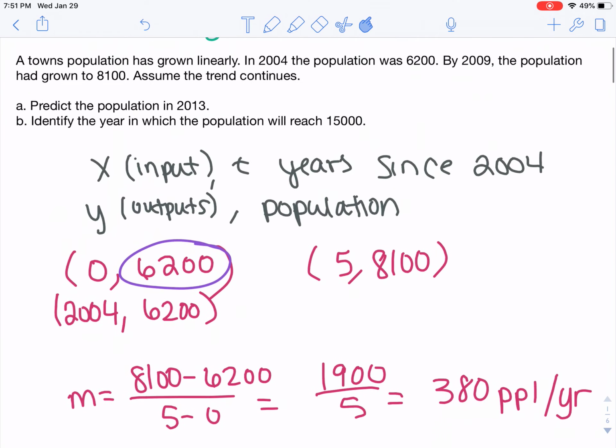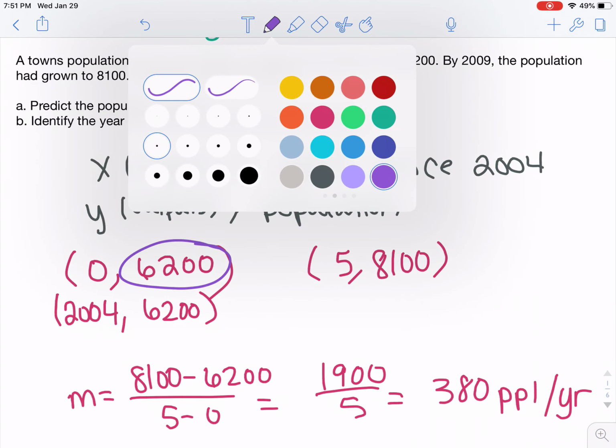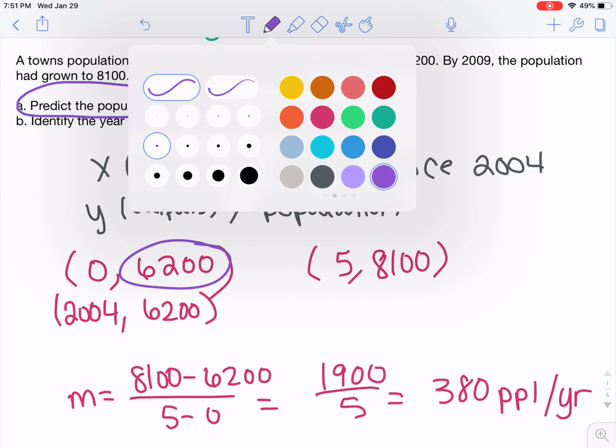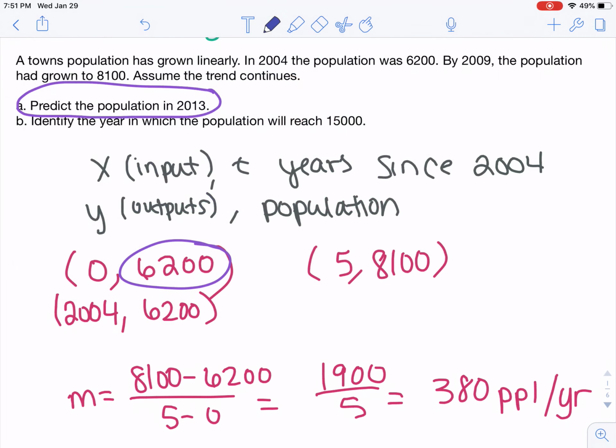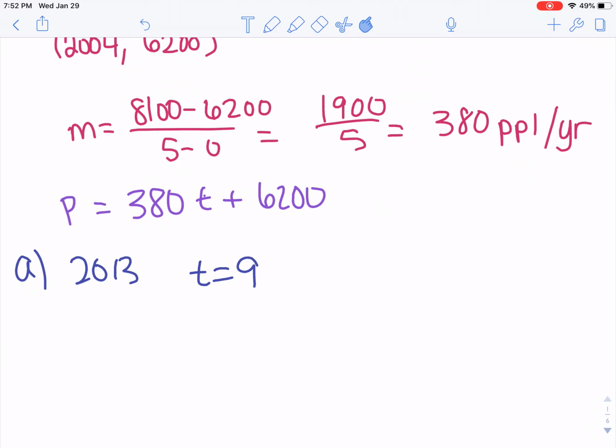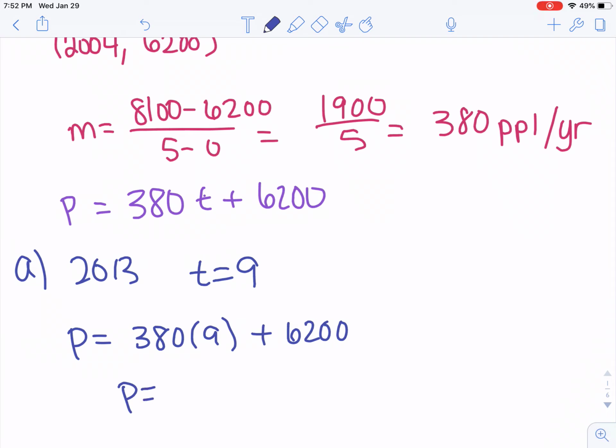So then, our next question is, okay, let's predict the population in 2013. Well, 2013 is 9 years past 2004. So if I want to predict the population in 2013, I'm going to let t equal 9, and I'm going to plug it into that equation, okay? So I get p equals 380 times 9 plus 6,200. And that tells me that the population in 2013 is 9,620, okay?